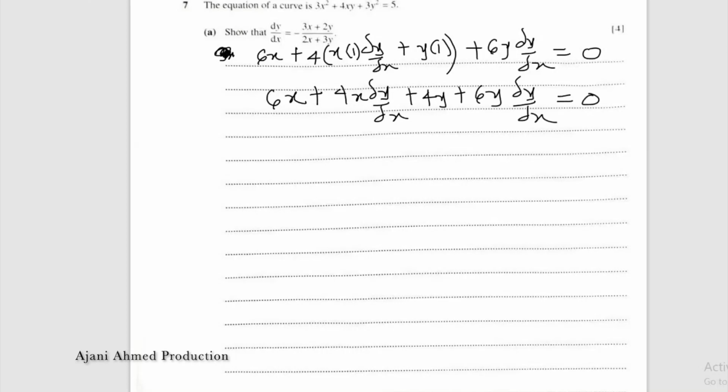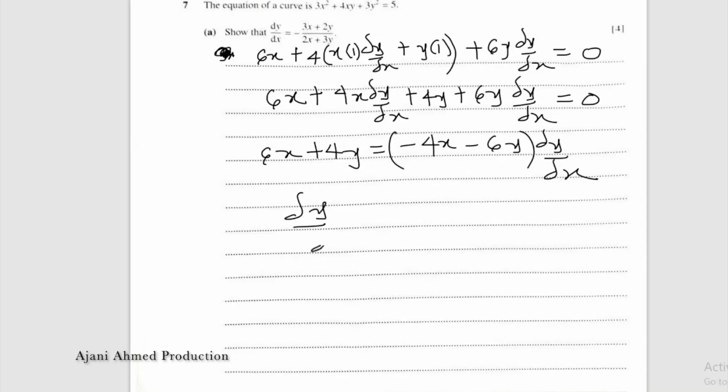So you arrange and make dy/dx the subject of the formula. When you arrange, we have 6x plus 4y of the same variable. The other one, take it to the other side. So minus 4x minus 6y. What is common to them is dy/dx. Now make dy/dx the subject of the formula. So we have 6x plus 4y over minus 4x minus 6y.